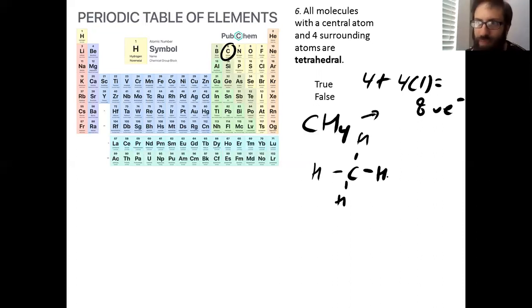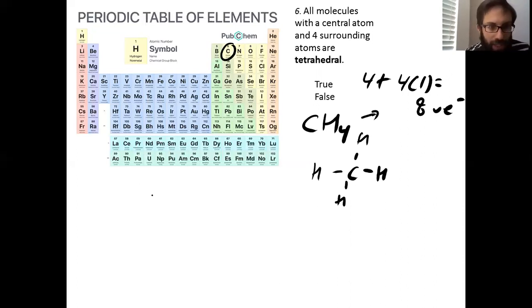That will be tetrahedral, right? What is the steric geometry? The steric number is 4, and the molecular geometry is tetrahedral because there's no lone pairs. But what if you have something that has a lone pair? This is where it's going to break down, because you could still have 4 terminal atoms, 4 surrounding atoms like that, but not be tetrahedral.